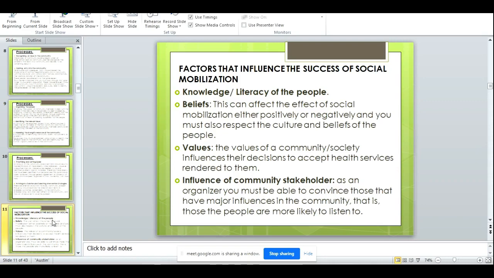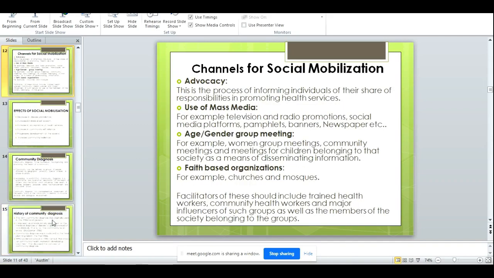As an organizer, you must be able to convince those that have major influence in the community. That is, those the people are more likely to listen to, those the people trust more in the community, to make your work easier. So next we'll be looking at the channels for social mobilization. So this is just how do you get people, how do you mobilize people.